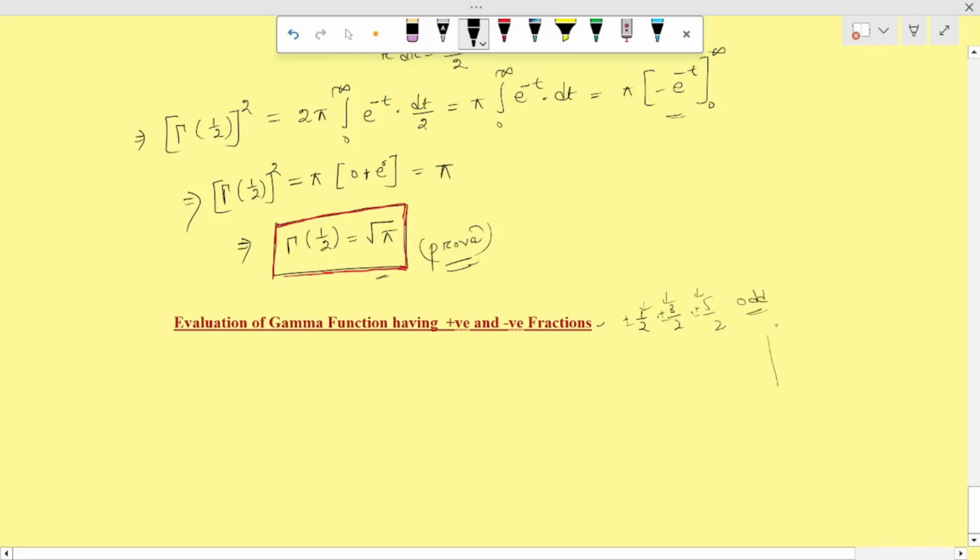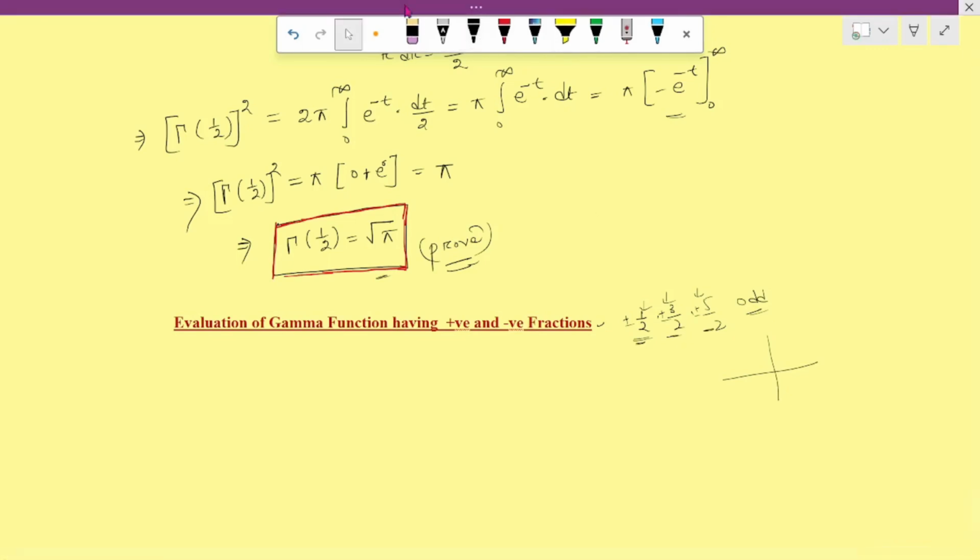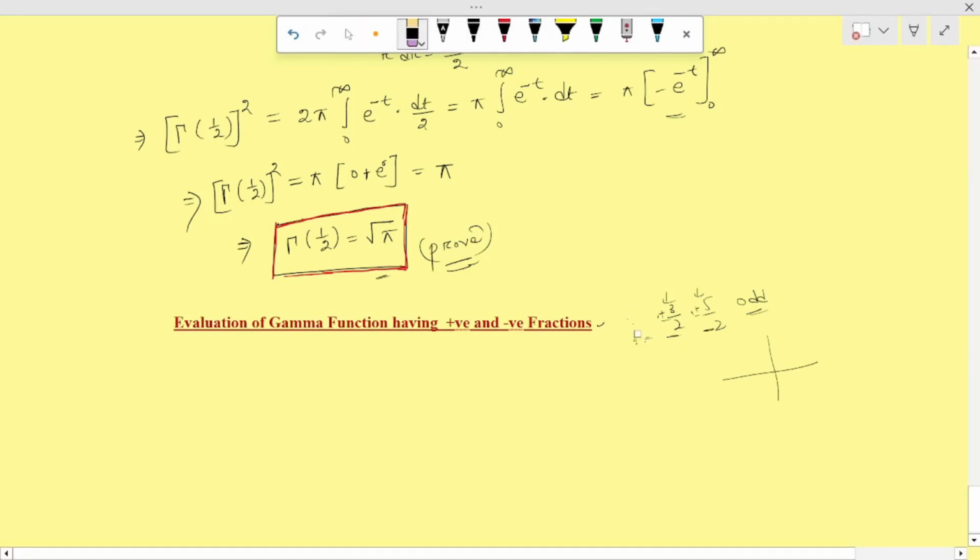Then we are going to draw a graph by considering these positive and negative values of the gamma function. From that we can predict the other fractional values of the gamma function. First we evaluate all the positive fractional values of the gamma function having odd numerators, and the denominator will always be 2. Then we can easily evaluate them by using gamma half equals root pi. One by one we are going to discuss.